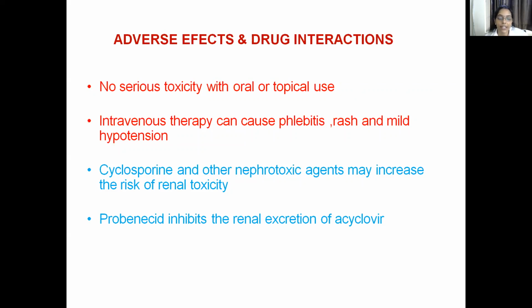Then probenecid inhibits the renal excretion of acyclovir. Probenecid is used in gout. It blocks the tubular secretion of acyclovir. So it inhibits the renal excretion of acyclovir. So what happens again? It is retained. Acyclovir is retained in the body and there is increased toxicity of acyclovir.